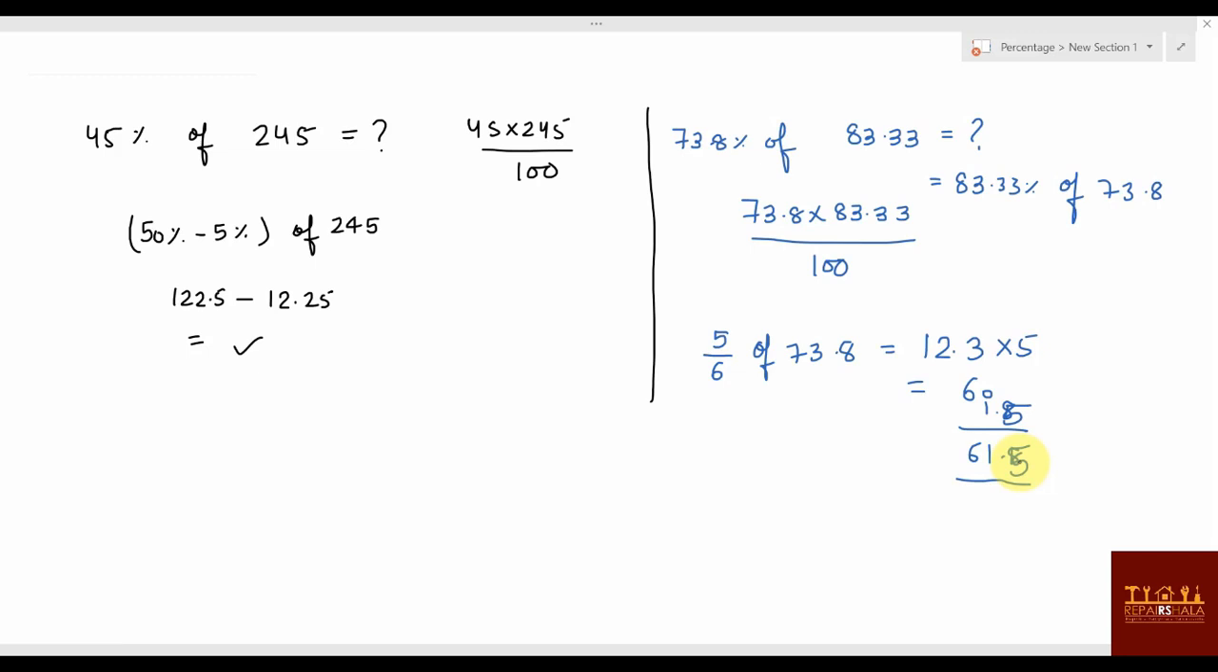Now, when we were looking at the multiplying factor, there's one more thing I want to tell you. There are actually 3 structures in percentages. Okay, there are 3 structures.